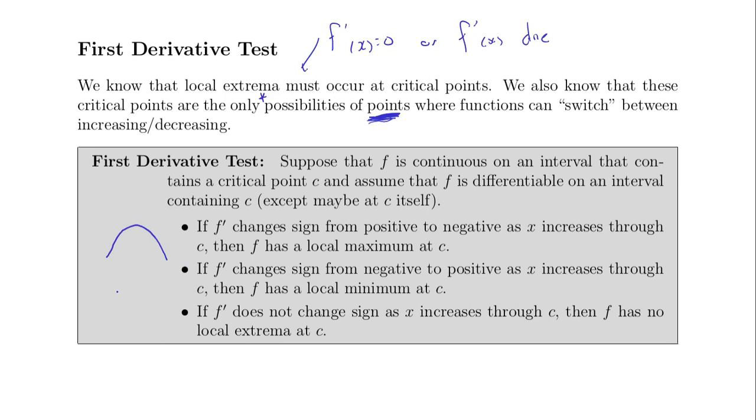Similarly, if you change sign from negative to positive, that means your function is changing from decreasing to increasing. Maybe it looks something like that. You've got that critical point here because the derivative doesn't exist. There's a local minimum there. And if the derivative doesn't change sign, then it's not a local extrema.